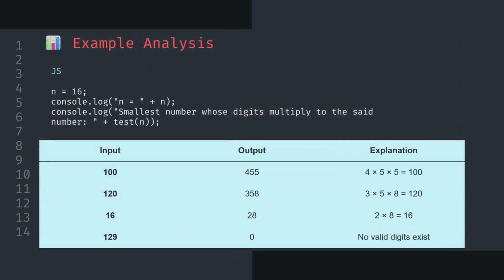Looking at these examples, you can see how different numbers break into factors. 100 splits into 4, 5, and 5 to give the smallest number, 445. For 129, we can't split it into digits below 10, so the function returns 0.